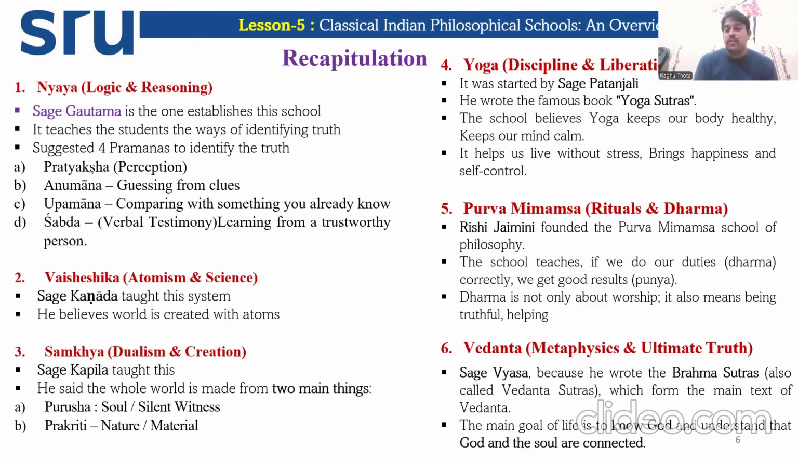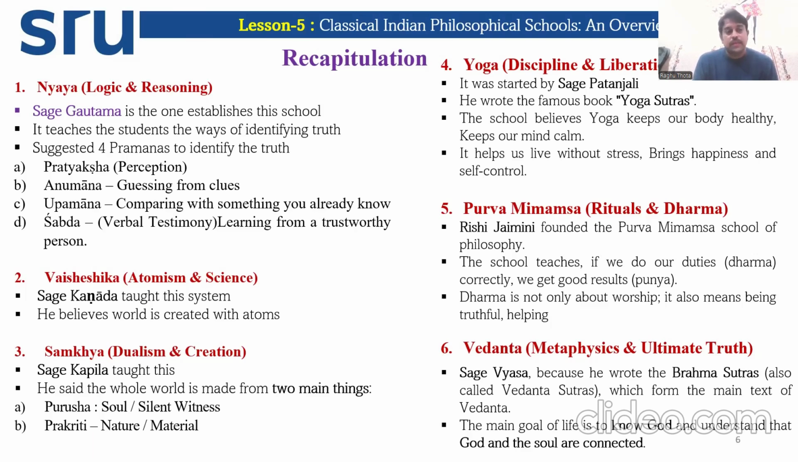Somebody might have witnessed the crime. If you feel that he is a trustworthy person, you can believe and proceed further. So these are the four different logical ways suggested by Gautama from the school called Nyaya to identify the truth behind it. That is in brief about the Nyaya school.